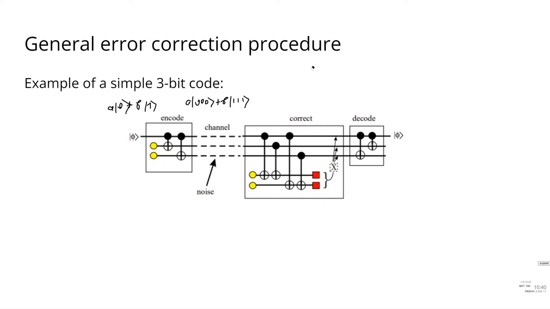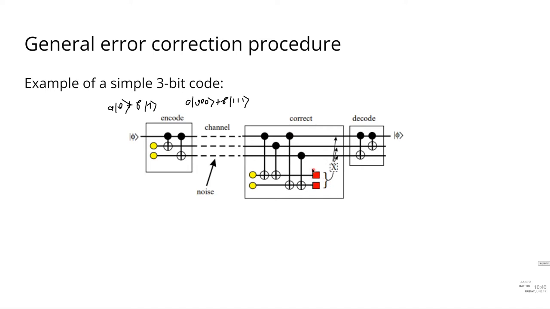The error syndromes would be the output of these two qubits, the measurement. And what it does here is apply a CNOT from the first qubit and a CNOT from the second qubit. This is a parity check that these two qubits should be the same, basically 0, 0 or 1, 1. And if we measure a 1 here, that would mean that these two qubits are different. We don't know the values, but we know that these two qubits are different. And then we do the same thing with the first and the third.